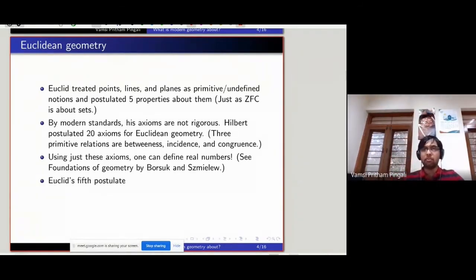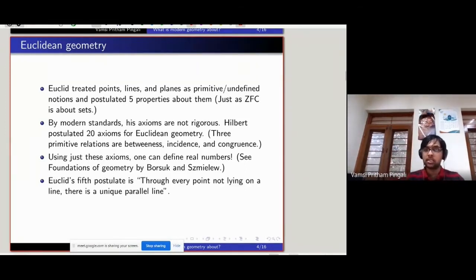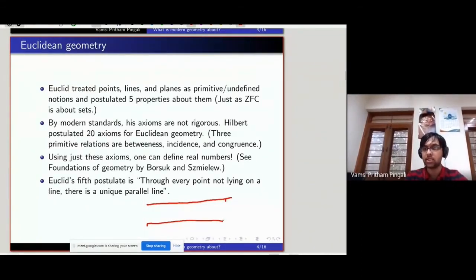Anyway, so Euclid postulated 5 properties, which I said are not good enough, but we can just pretend that Euclid's 5 postulates are good enough for Euclidean geometry. Euclid's 5th postulate, which is the most controversial, states the following: if I give you a line and any point, there is a unique line passing through this point that does not intersect this line. In other words, it is parallel to this line.